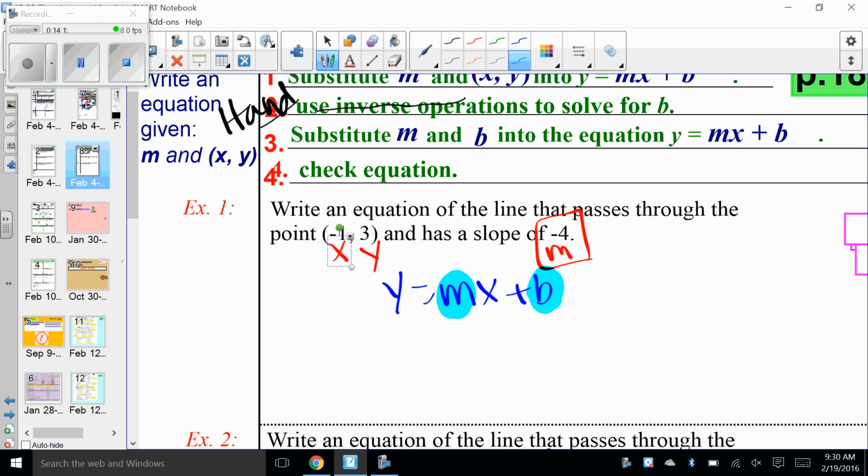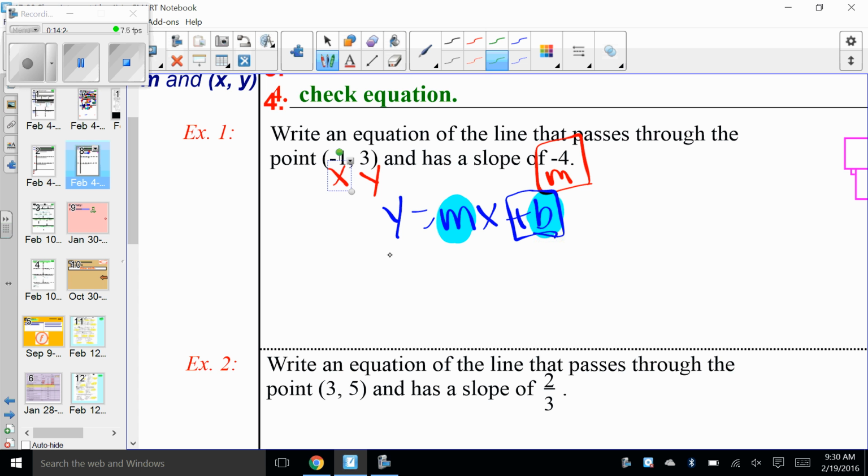So when I do that, I have to make sure that I have an m and a b. And the dilemma I have right now is I don't know the b. So we're going to go hand method and solve for it. I'm going to plug in a 3 for the y. My slope is negative 4, and I'm going to plug a negative 1 in for x. Hand method solving for b.